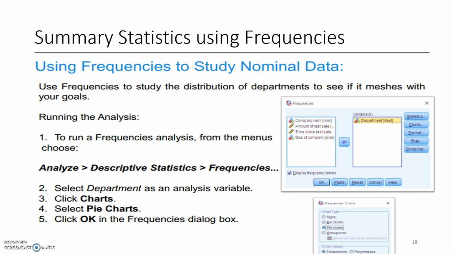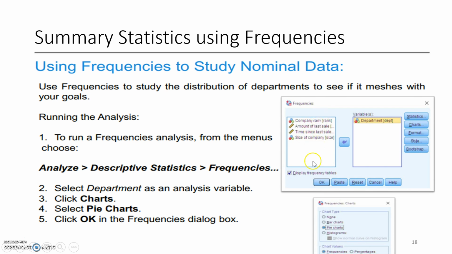Right. Using frequency to study nominal data. Remember I said nominal data is categorical, where they are grouped according to same characteristics. So when you are running SPSS, we are going to run the analysis. We go to analyze, and from analyze we go to descriptive statistics. From descriptive statistics we go to frequencies. When you run frequencies, this table here will pop up.